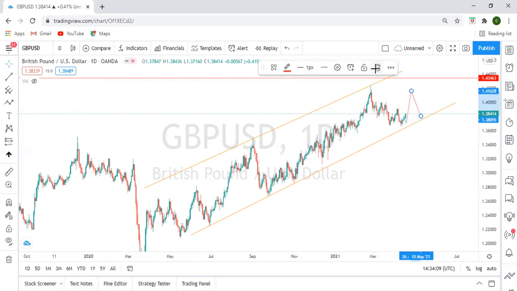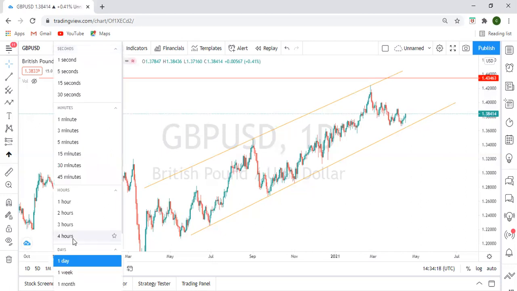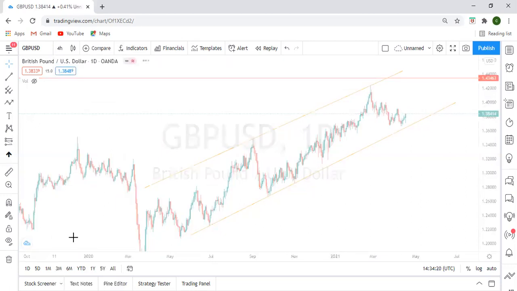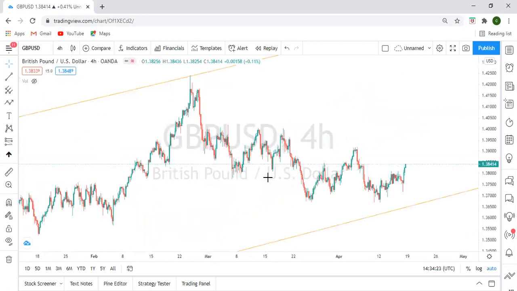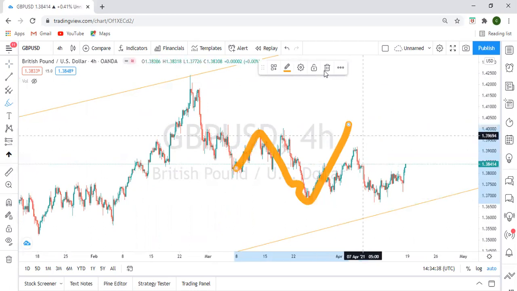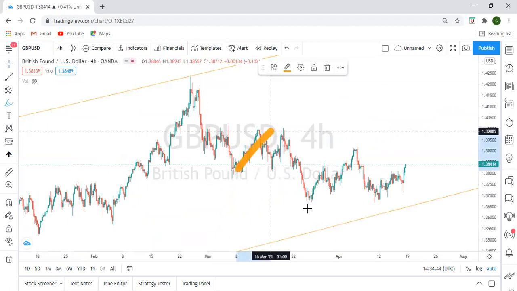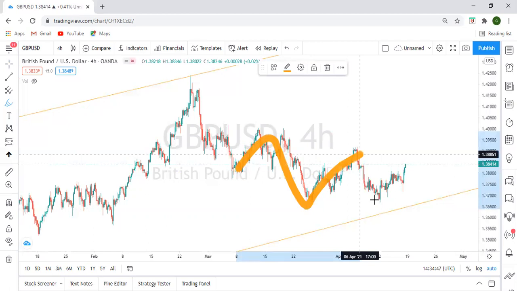So let's go to the 4-hour time frame and enlarge this so that we can see our overall correction. Basically what's happening here is some kind of a correction. What I mean by correction is something like this. There's a correction and a push to the upside, and then a push to the downside.